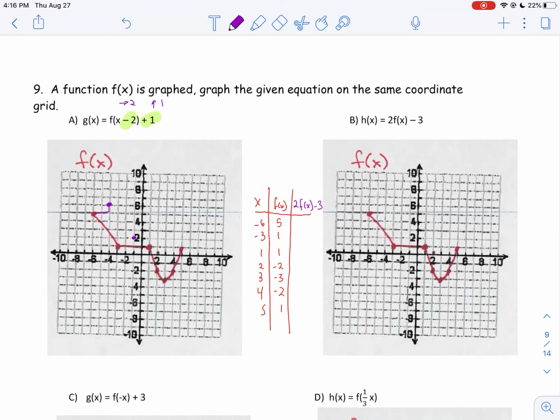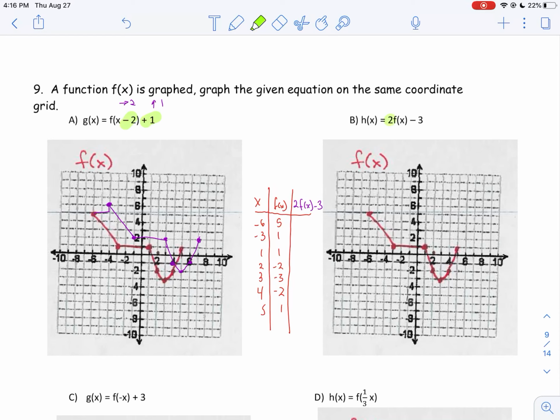Right 2, up 1. Right 2, up 1. Right 2, up 1. You're getting tired of this, aren't you? Right 2, up 1. And then just connect the dots. You'll notice it shifted the whole thing right 2 and up 1.